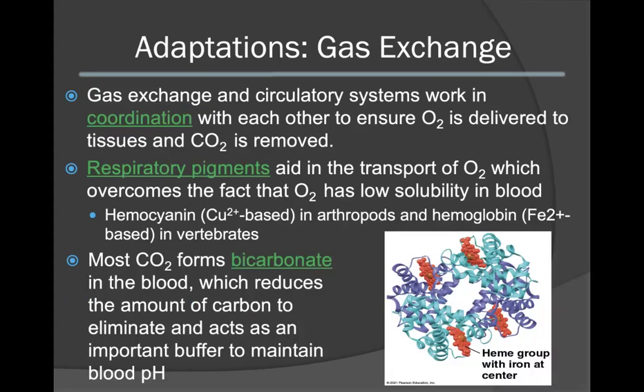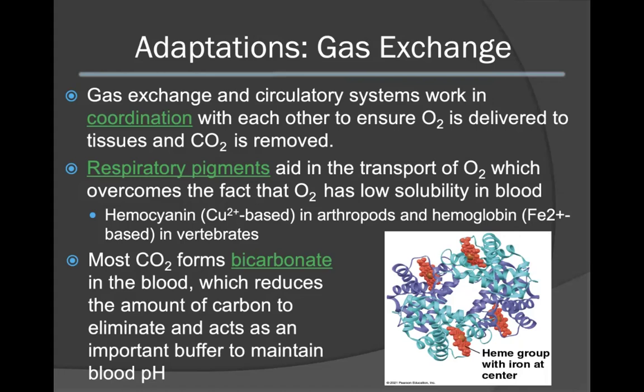We are now going to take a look at some of the adaptations that exist. Gas exchange and circulatory systems work in a highly coordinated fashion. This is to ensure that oxygen is delivered to tissues and carbon dioxide can be removed. In addition, respiratory pigments can help aid in the transport of oxygen within the body. This will help to overcome the fact that oxygen has a very low solubility in blood.